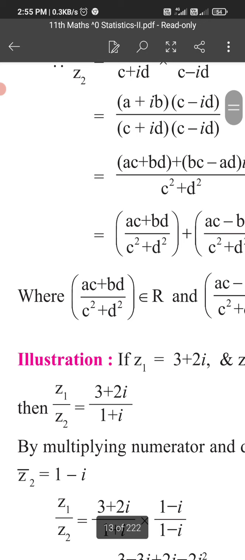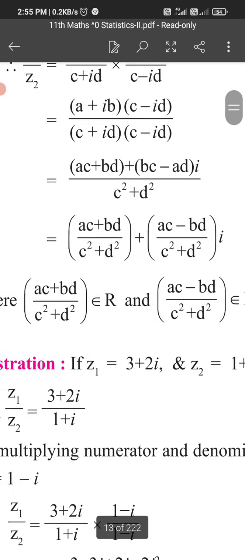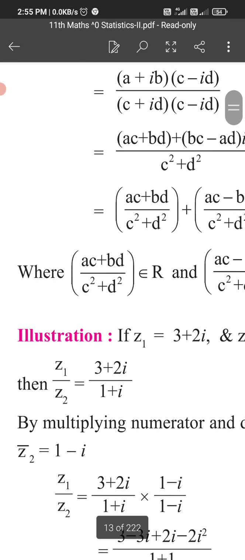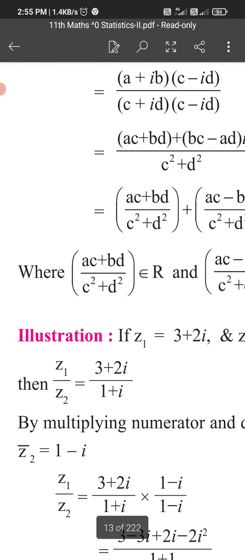One example we are taking: Z1 is equal to 3 plus 2i and Z2 is equal to 1 plus i. Find Z1 upon Z2. Then Z1 upon Z2 is equal to (3 plus 2i) upon (1 plus i). By multiplying numerator and denominator by the complex conjugate of the denominator, that is 1 plus i, that is 1 minus i. So Z1 upon Z2 is equal to (3 plus 2i) upon (1 plus i) multiplied by (1 minus i) upon (1 minus i).